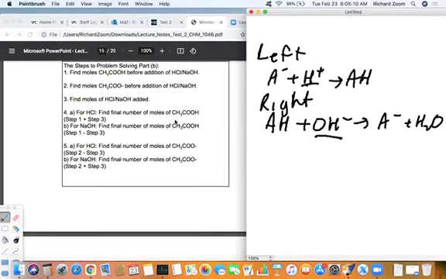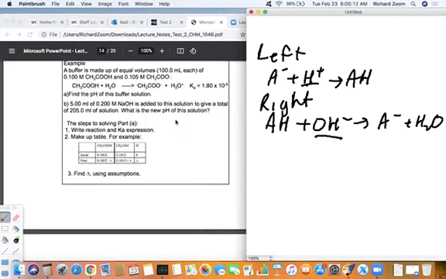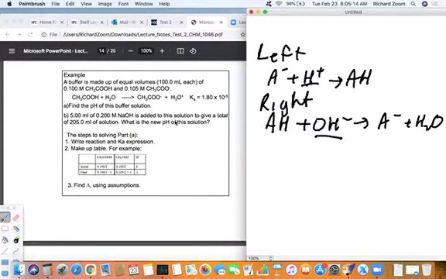Okay, so let's look at the kind of problem that we're talking about here. 5.00 mils of 0.200 molar NaOH, that's a strong base, is added to this solution to give a total of 205.0 mils of solution. What's the new pH of the solution? So you'll notice that there's 100.0 mils of each buffer component initially. So we've got AH, we've got A minus, and we've got 100.0 mils of each.